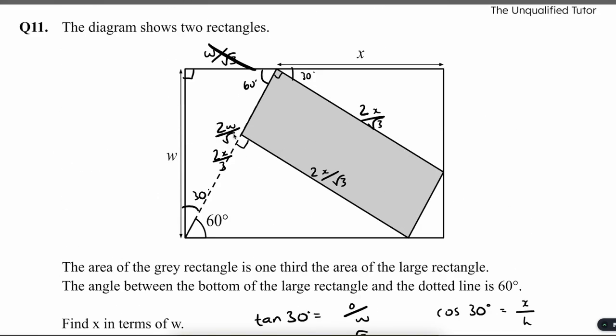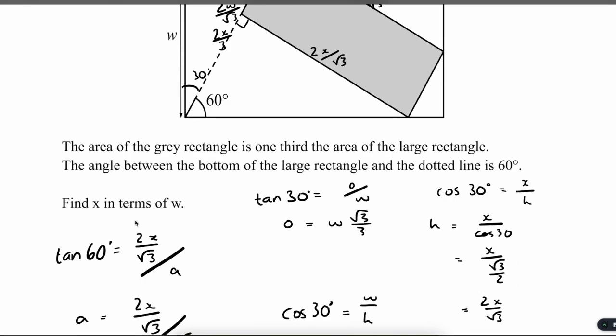So this length in here must be 2w over root 3. Subtract this length here, because that's the whole thing, subtract this one, 2x over 3. We did actually need this because now we can work out the area of the full thing and the area of this one using all of these lengths that we've worked out.